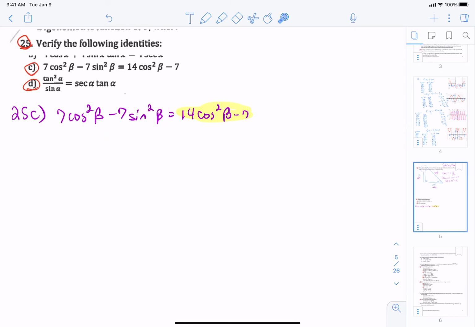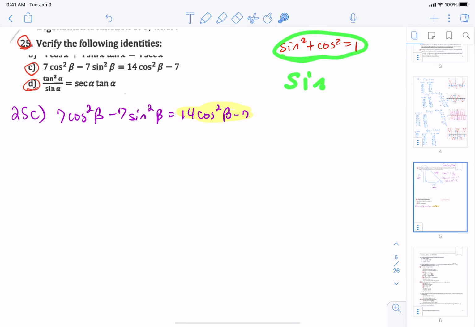So it's kind of like if I said, hey, simplify this, I'm going to tell you the answer is 14 cosine squared beta minus 7. So you know the answer. Remember, this is the answer. So how do we go about doing that? Well, some of the identities that are not on the board, but that you might want to write on your card are the Pythagorean identities. Your Pythagorean identities that contain sine and cosine, I know that sine squared plus cosine squared is equal to 1.